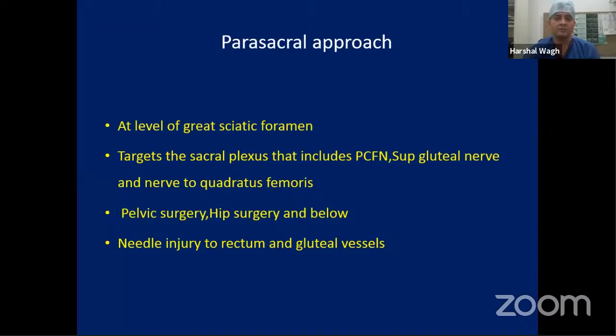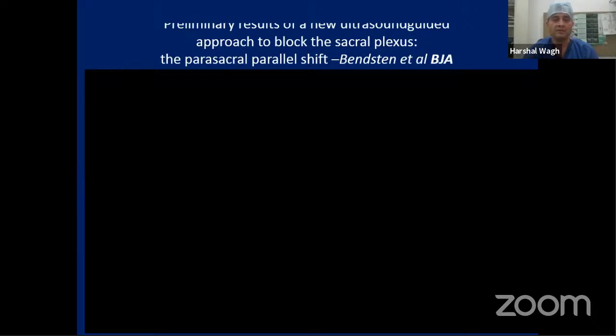Now, coming to the other approach for the sciatic nerve block, which is the parasacral approach. If you remember the anatomy picture before, the nerve exits the pelvis through the greater sciatic foramen, so you probably catch most of the nerves of the sciatic plexus or sacral plexus. This is used for pelvic surgeries, hip surgeries, and obviously any surgeries below. But you have to be aware of injury to the rectum and the gluteal vessels, so it's always a good idea to use Doppler in that area when you're doing the parasacral approach.